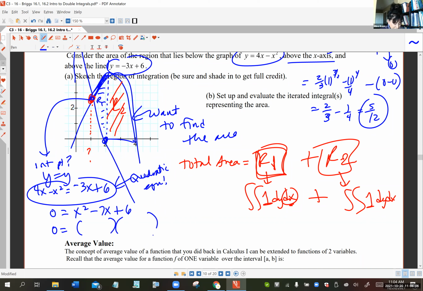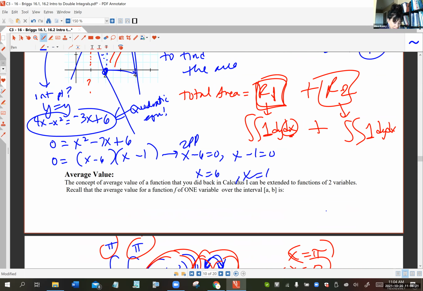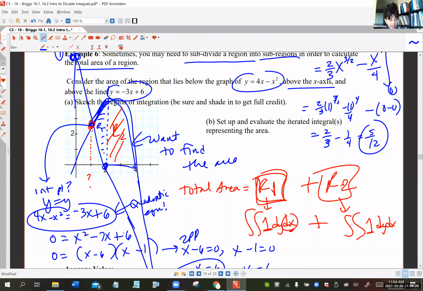And this actually factors to x minus 6 times x minus 1. And then you know the drill. The ZPP tells us that x minus 6 equals 0 or x minus 1 equals 0. So we have two solutions. Now, one of them we don't care about, even though it's good. Like when x is 6, these two graphs intersect way over down there, but that's not going to affect us because we're figuring out area above the x-axis.